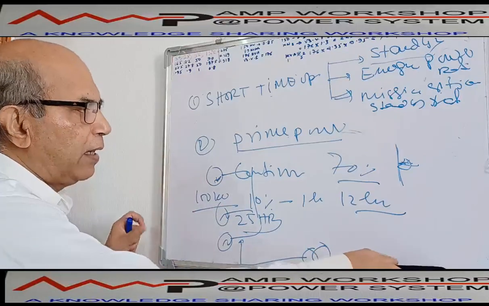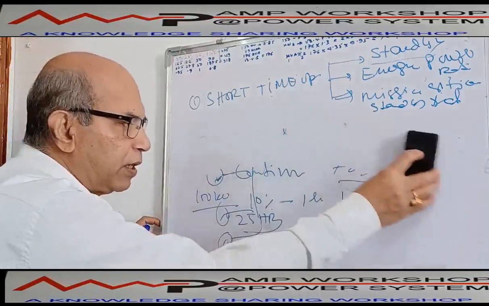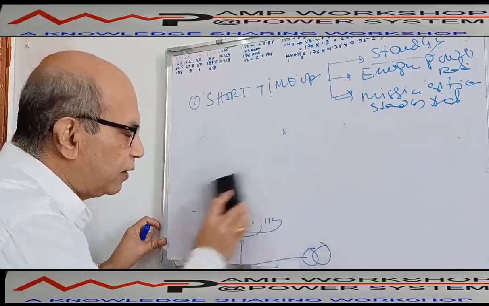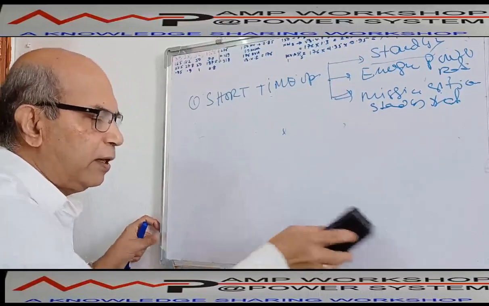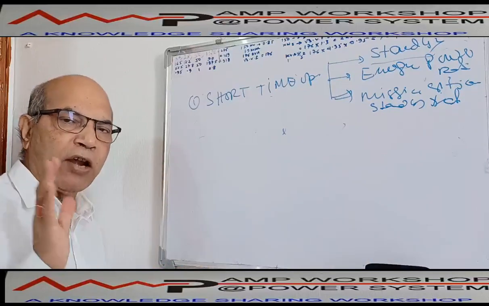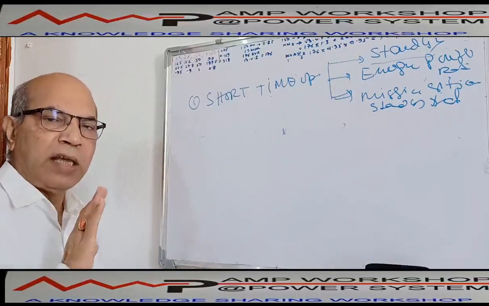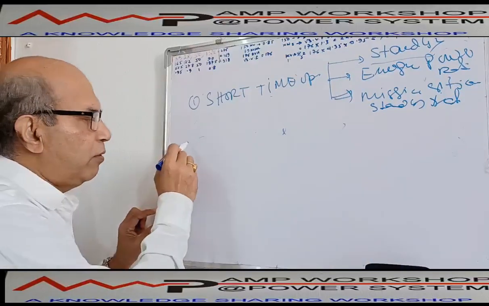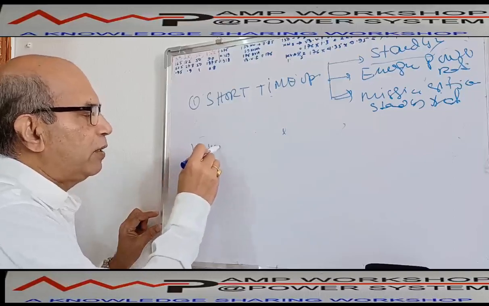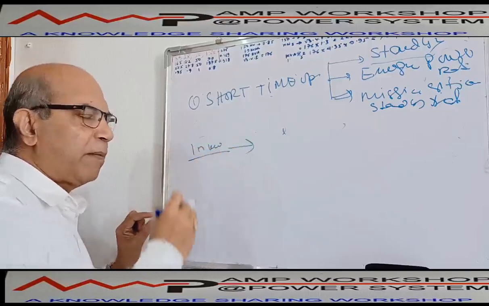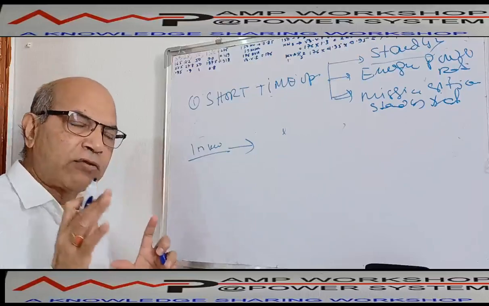The next long-time operation generator is called the continuous generator. This type of generator is used where there is a constant base load. The load cannot vary, the load is constant. There is no overload. Suppose there is a continuous 100 kilowatt load, and that load is never varying. For this type of application, that is called a constant load, or base load.